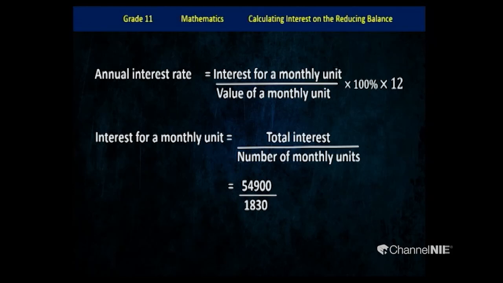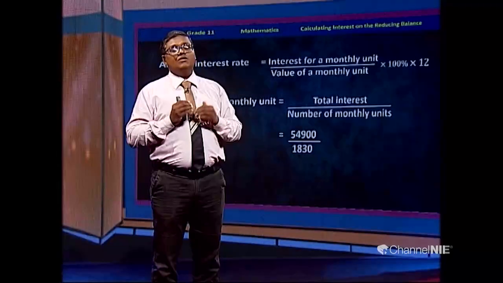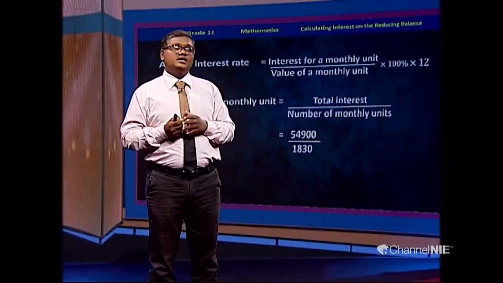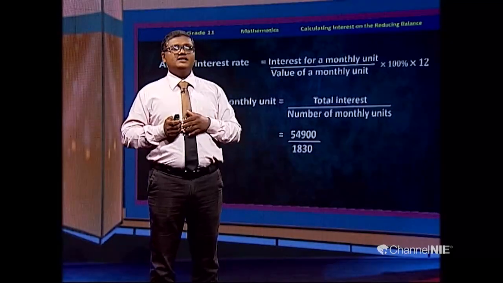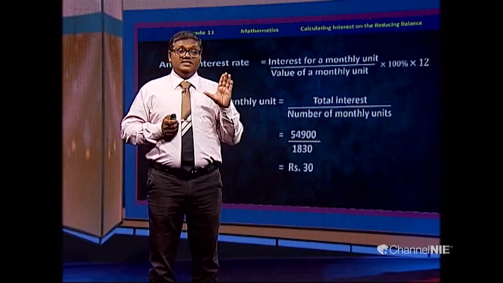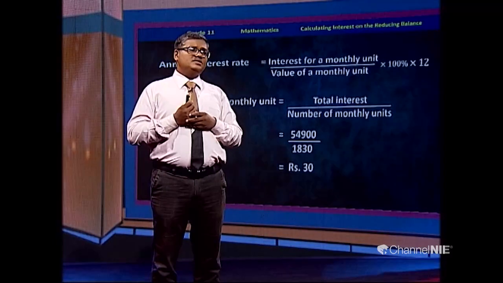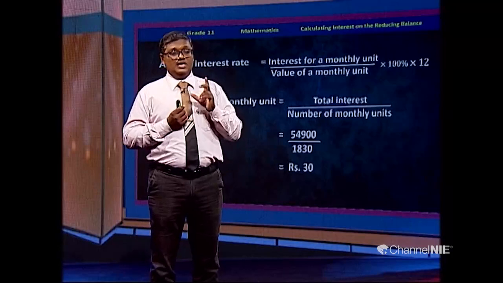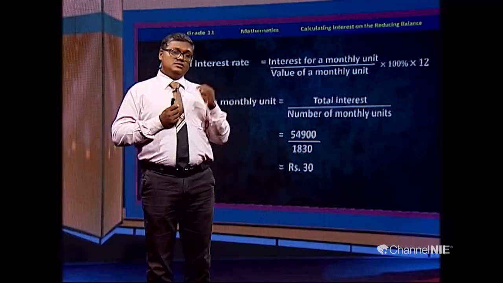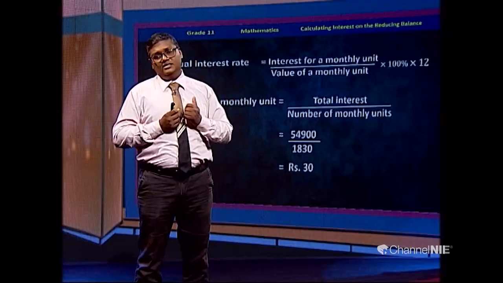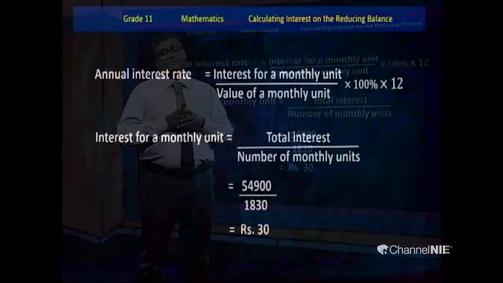Therefore, total interest 54,900 divided by the number of monthly units, 1,830. Then you get rupees 30. What is this 30 rupees? That is the interest for a monthly unit. The interest for a monthly unit is 30 rupees.